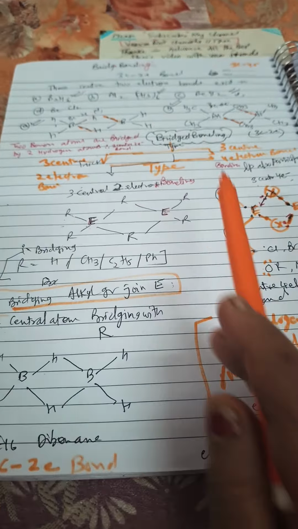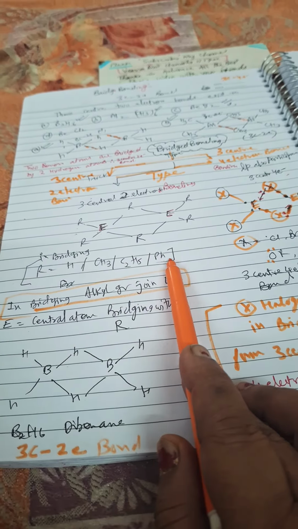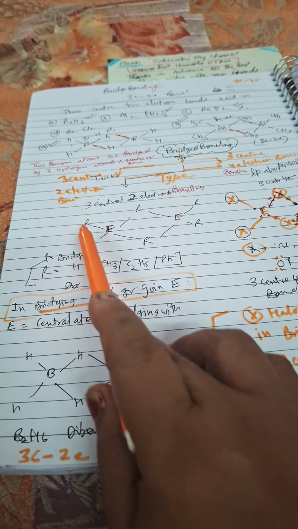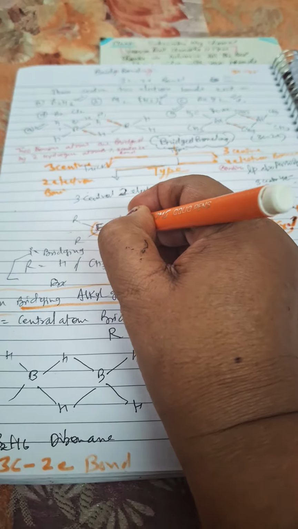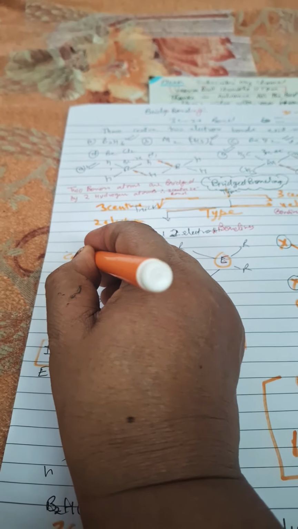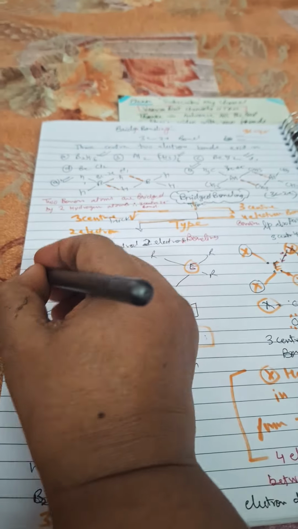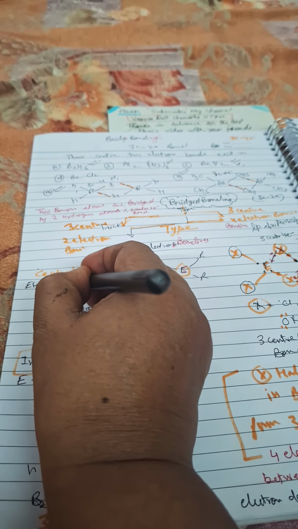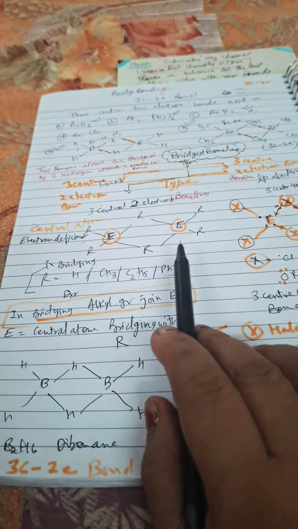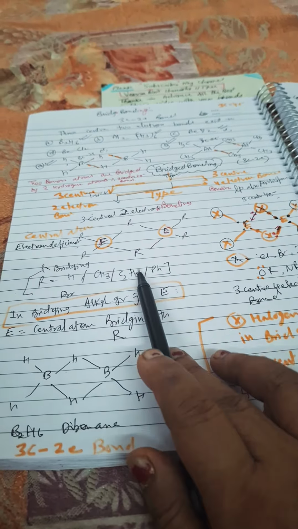So when the electron deficient species carries hydrogen, CH3, C2H5 or R, at that moment remember where R is. Here E is the electron deficient central atom. The central atom is electron deficient, and when it is bonded like this and forms a bridge, with R groups there, it is electron deficient.